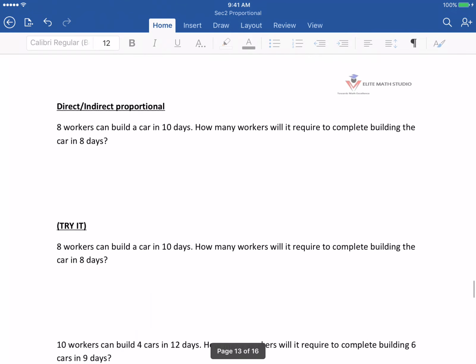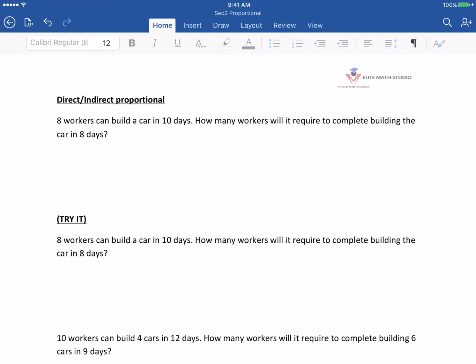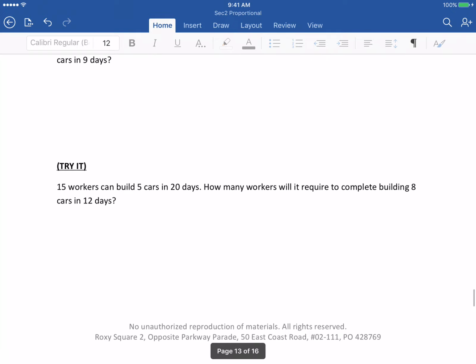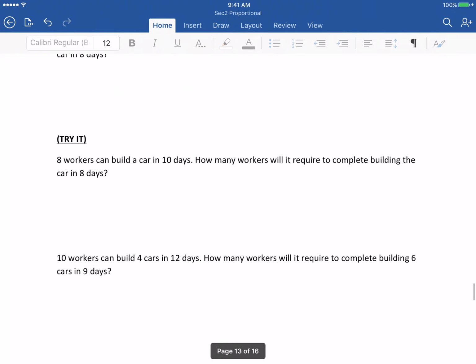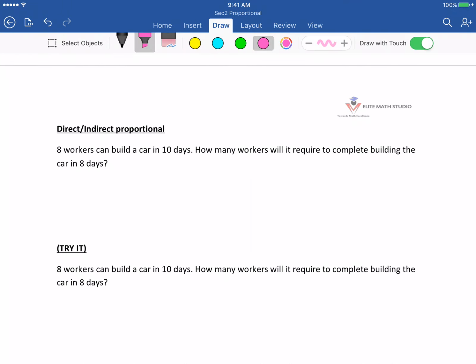Okay, can? The next type of question for proportion is something like workers and days. Let's try this one first. Let's read this one. 8 workers can build a car in 10 days. How many workers are required to complete building the whole car in 8 days? For this question, we can let workers be W and days be D.